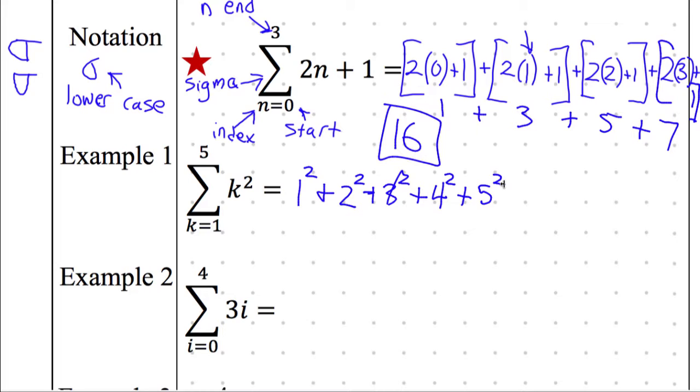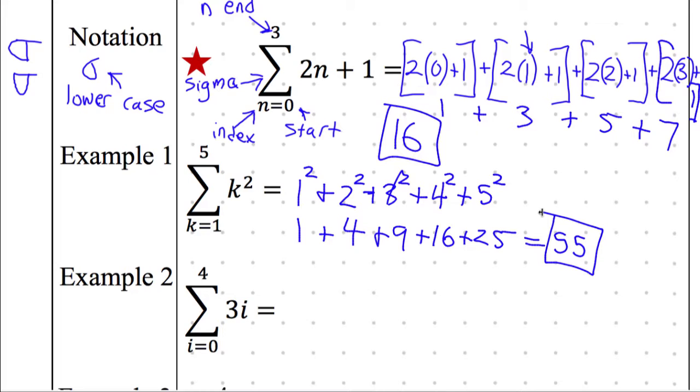All right, 1 squared is 1, 2 squared is 4, 9, 16, and 25. Which all equals, so that's 25 plus 25 equals 50. So it's 55. There's our answer. Let's box it.